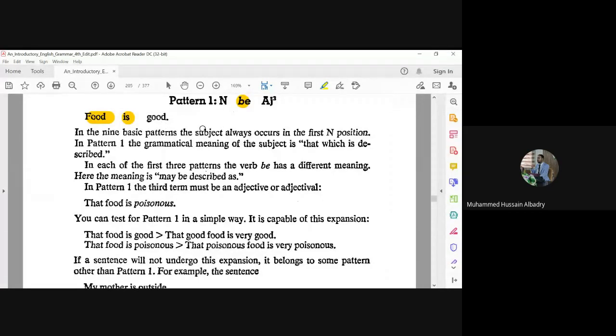So this is pattern number 1. In the 9 basic patterns, in all patterns, the subject always occurs in the first noun position. Because maybe we have 2 nouns, 3 nouns, we will see. So you have to keep in your mind that the first noun position is the subject.